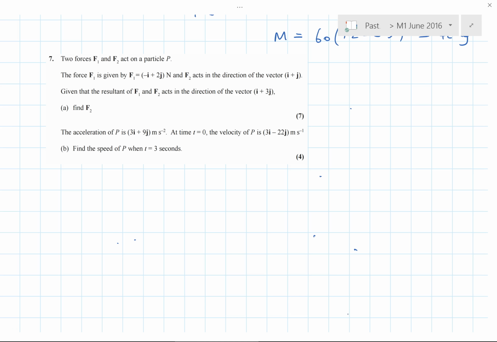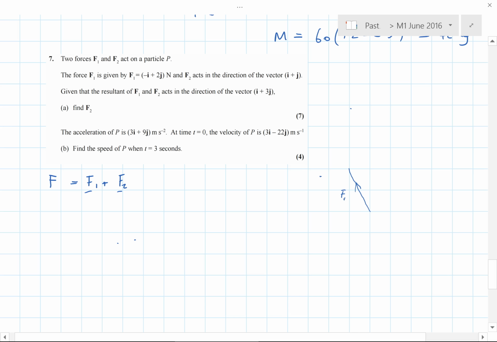We've got the resultant of 2 forces. Let's call the resultant F. And we know we've got 2 forces adding together to give F, the resultant of F1 and F2. Now we know that F1 is minus i plus 2j, so let's just draw that. I've got some helpful squares here to get the picture. So minus i plus 2j, that's my force F1. 1 to the left and 2 up.